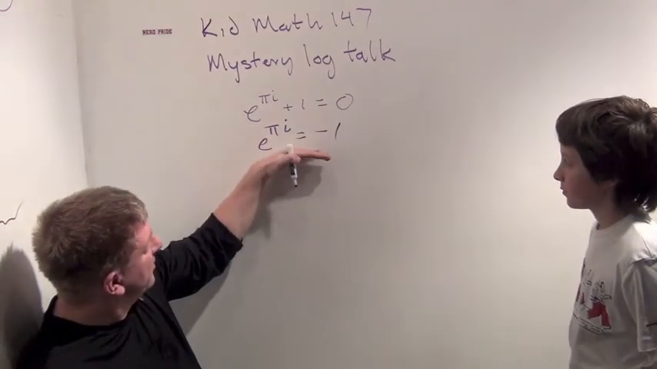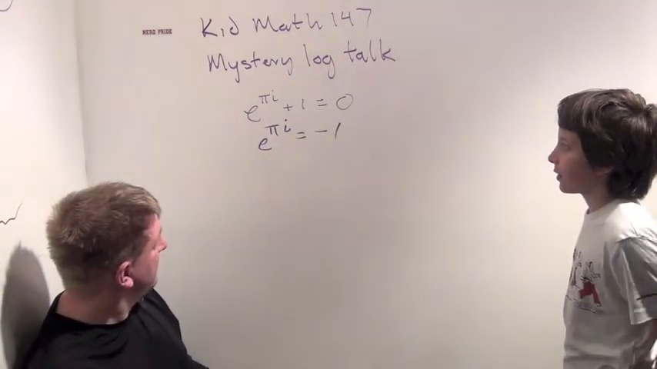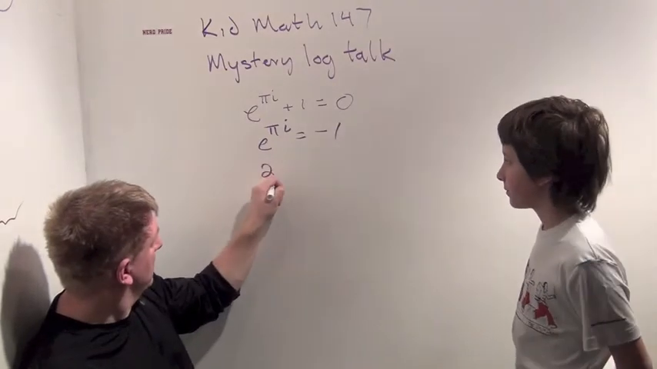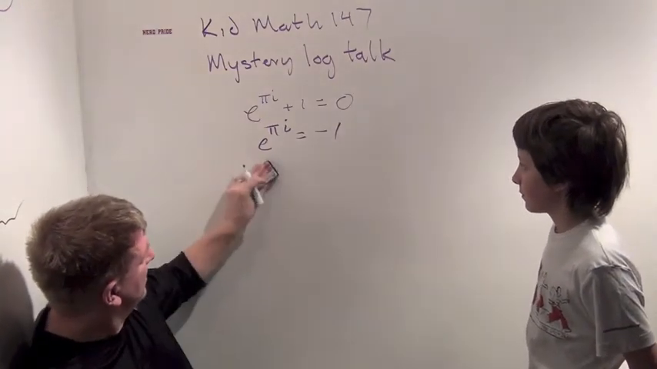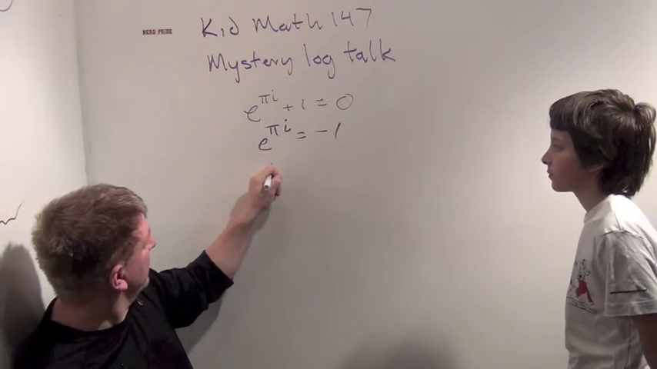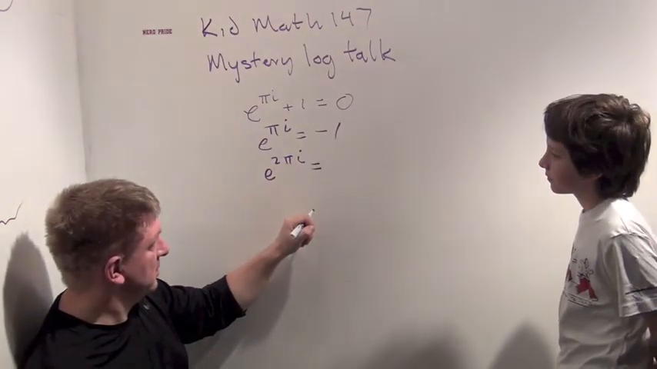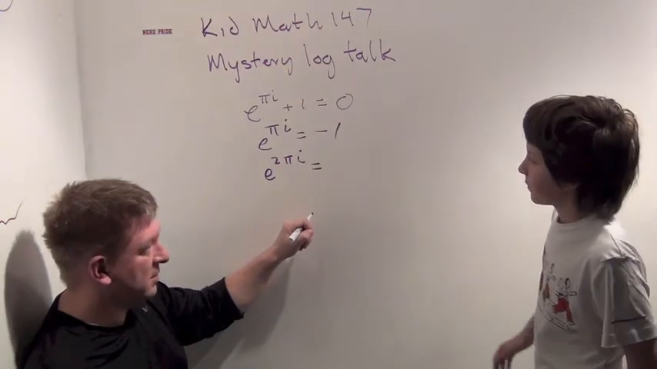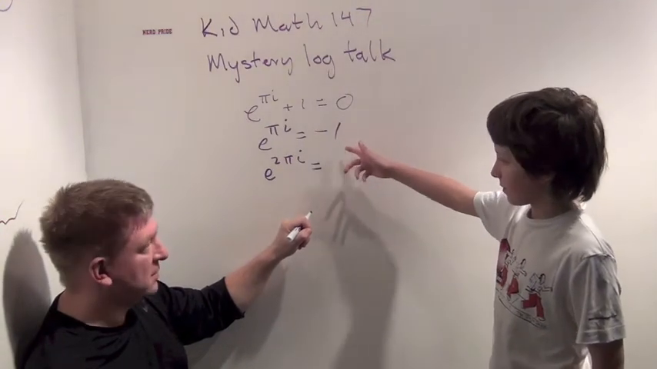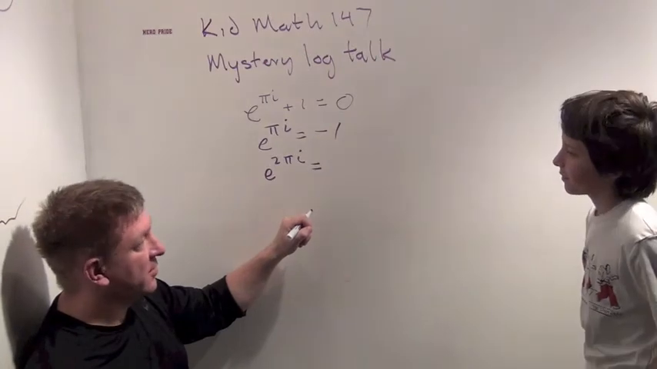What happens if we square this equation? We get e to the 2 pi i equals what? Minus 1 squared. Oh wait, it's 1. Minus 1 squared is 1.